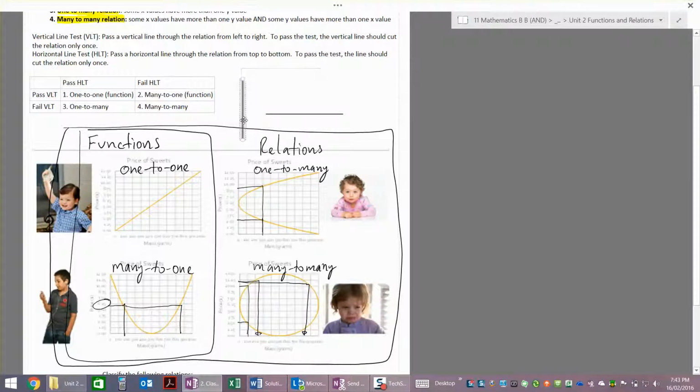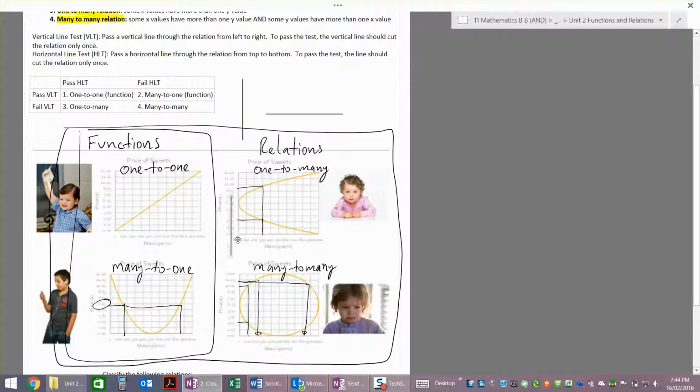So I'll grab my vertical line and I'm going to pass it from left to right through this function. See how it passes through the yellow line at only one point? So that first relation has passed the vertical line test. I'll do a similar thing with the one below. Pass it all the way through. You can use your ruler for this. That also passes the vertical line test.